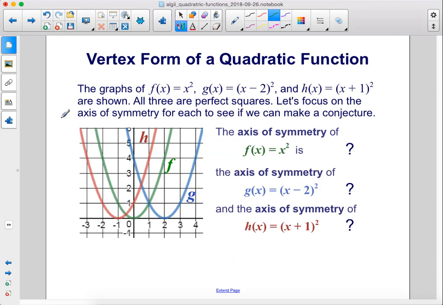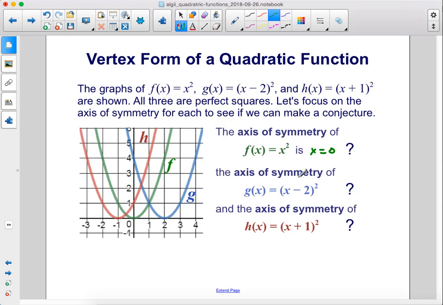The graphs of f of x equals x squared, g of x equals (x minus 2) squared, and h of x equals (x plus 1) squared are shown. All three are perfect squares. Let's focus on the axis of symmetry for each to see if we can make a conjecture. The axis of symmetry of f of x equals x squared is x equals 0, right here, the y-axis.